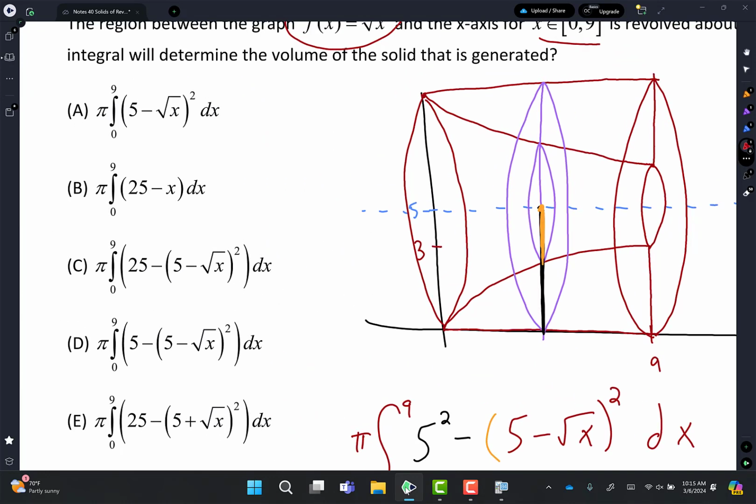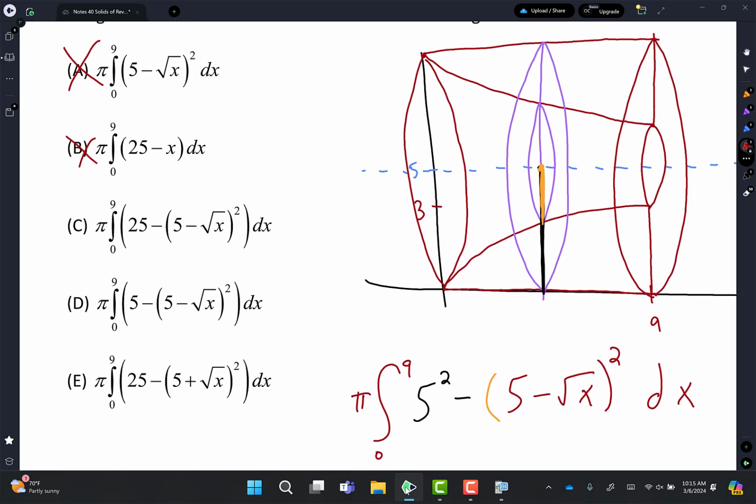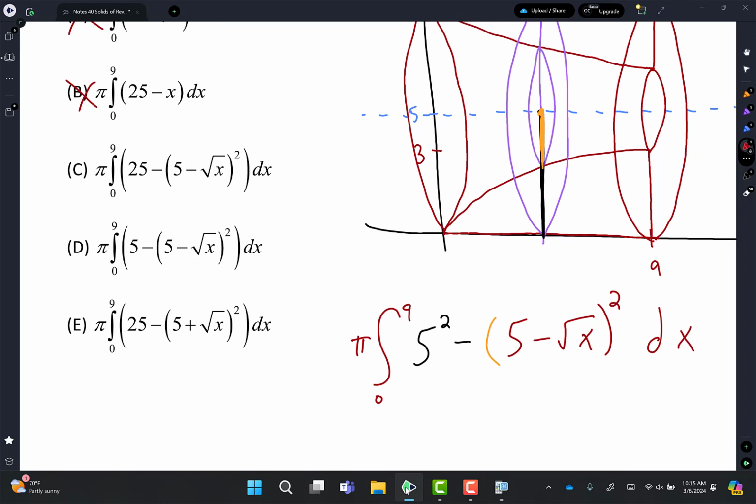All right. I think that's all they wanted. So let's see. Letter A is out. Letter B is out. Letter C, 25 minus 5 minus square root of x squared. It looks like it's that one. Make sure you put a note that 25 is 5 squared. Yeah, that's it.